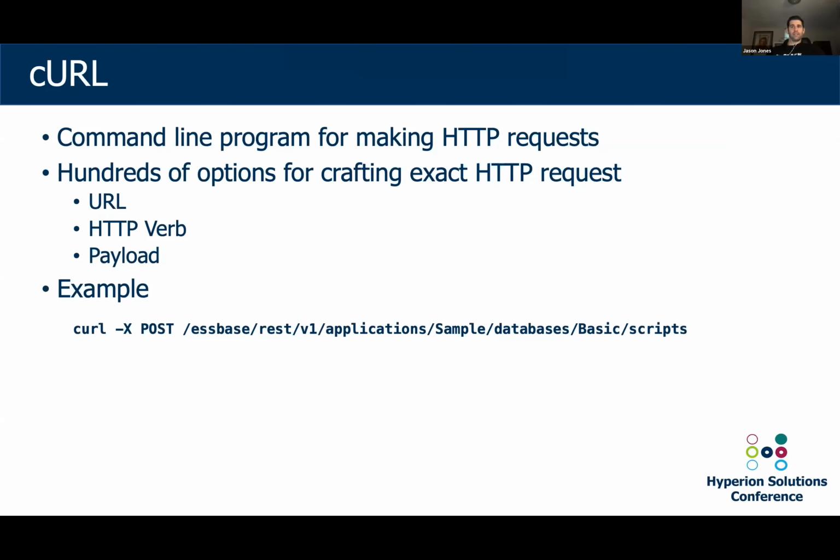Here's an example hitting the Essbase REST API where I'm saying, hey, I want to add a new script to the Sample Basic database. And this would be a pretty typical resource path. They're typically organized in a hierarchy. You can see almost every request here is going to start with /essbase/rest/version1 or v1, and then I'm navigating down this hierarchy. In this case, I have the Basic cube or database inside the Sample application, and then hanging off that, I have this scripts resource.